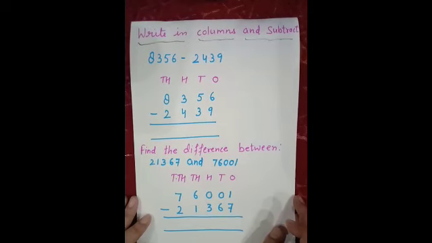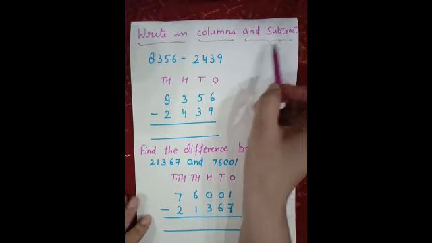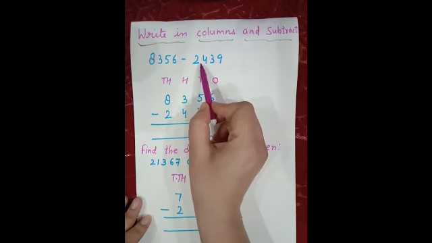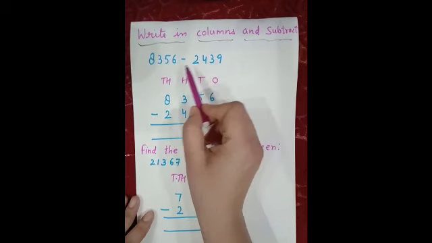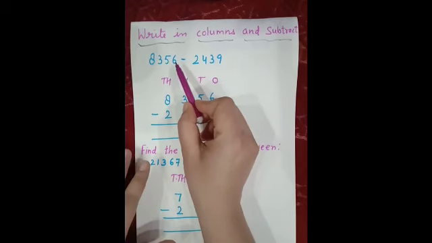Everyone, today I'm going to tell you how to do the subtraction sums in column form. So the question is: write in columns and subtract, and the sum is 8356 minus 2439.